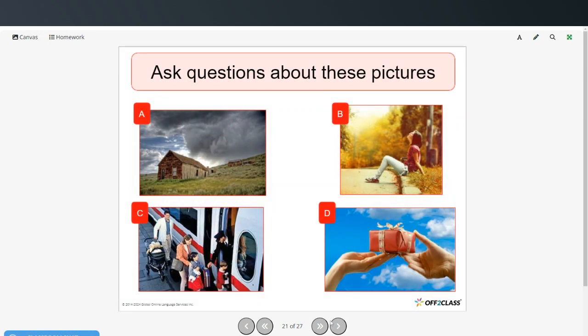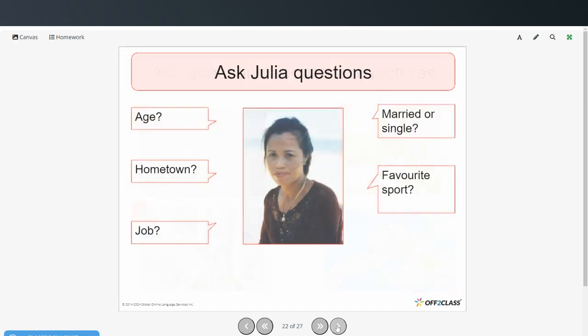Now, see if you can ask some questions about these pictures. Again, you can pause the video, try these on your own, and then restart when you're ready to continue. Now, ask Julia some questions about herself. Again, you can pause the video, try this on your own, and then restart when you're ready to check your answers.